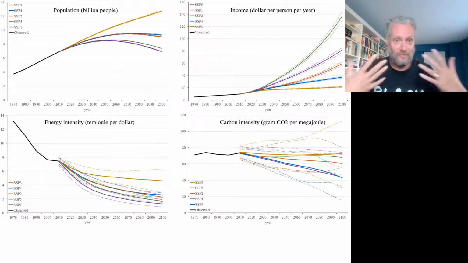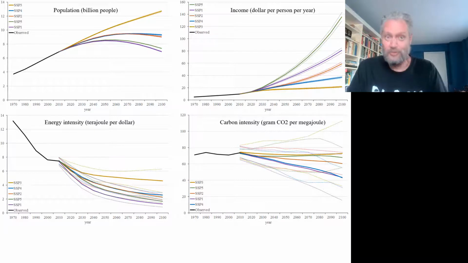Final graph, and that is where the models really start to disagree with each other, is the carbon intensity. What energy do we use? Do we continue to use coal and oil and gas, or do we switch to renewables? Again, the black line is history, and then the colored lines are the scenarios, the models taking over. You see an enormous range, an enormous disagreement between models. This is where the modelers really are going to tell.